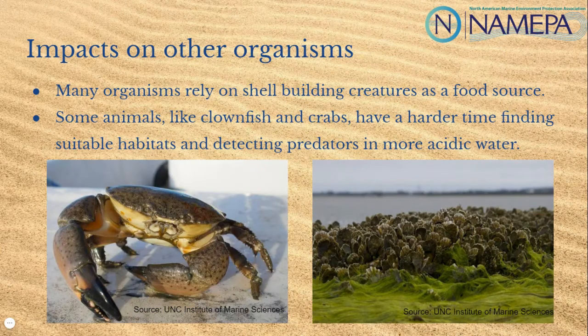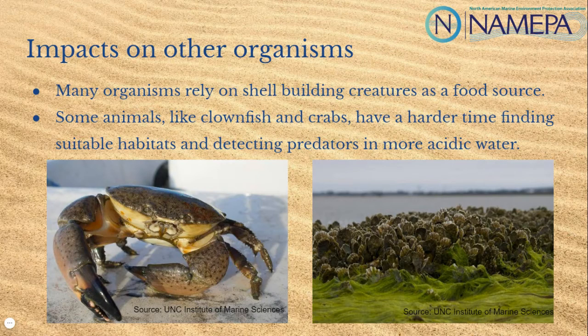Shell builders aren't the only ones who will be affected by ocean acidification, though. A lot of organisms rely on shell builders as a food source. Here's an example that's local to me on the coast of North Carolina. Crabs prey on oysters, and researchers hypothesized that in a more acidic environment, crabs would eat more oysters because the oyster shells would be weakened, making them easier prey. But they actually saw that the crabs in lower pH environments barely ate any oysters at all.